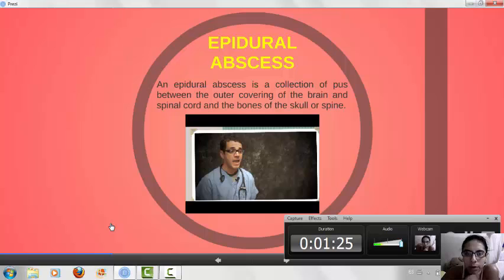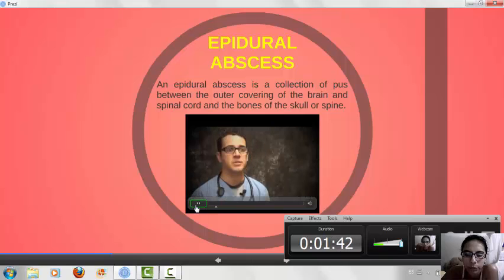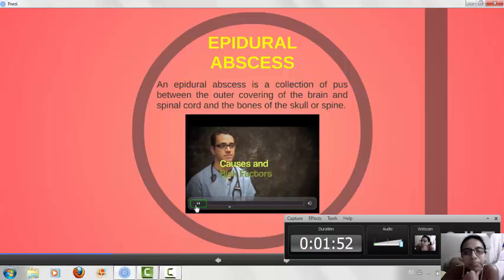Epidural abscess. An epidural abscess is a collection of pus or infected material between the outer covering of the brain and spinal cord and the bones of the skull or spine. The abscess causes swelling in that area.